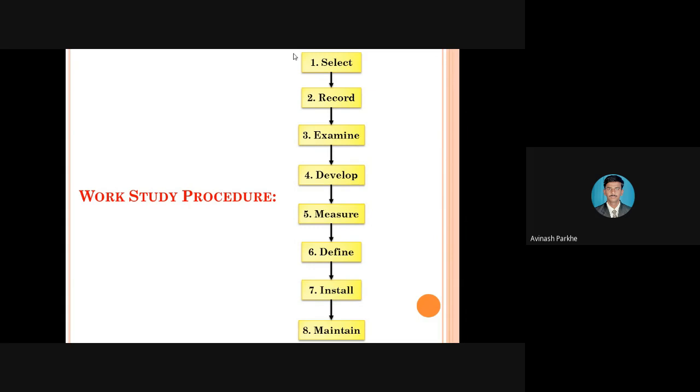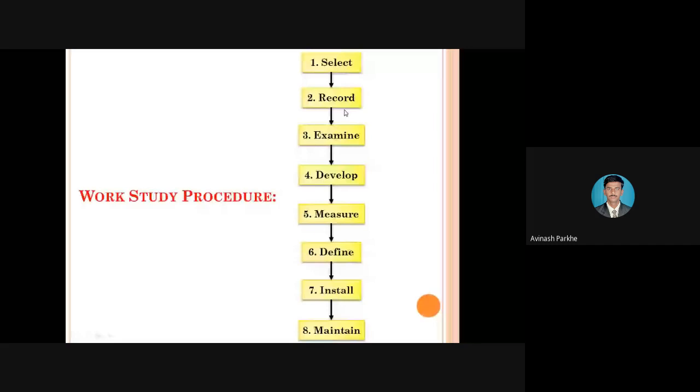Similarly, whatever manufacturing process is already available, which we initially used in an earlier product, whatever previous results and previous analysis are available, that analysis or those results can be recorded in this particular second step. That means the first step is to select the job or select the process.